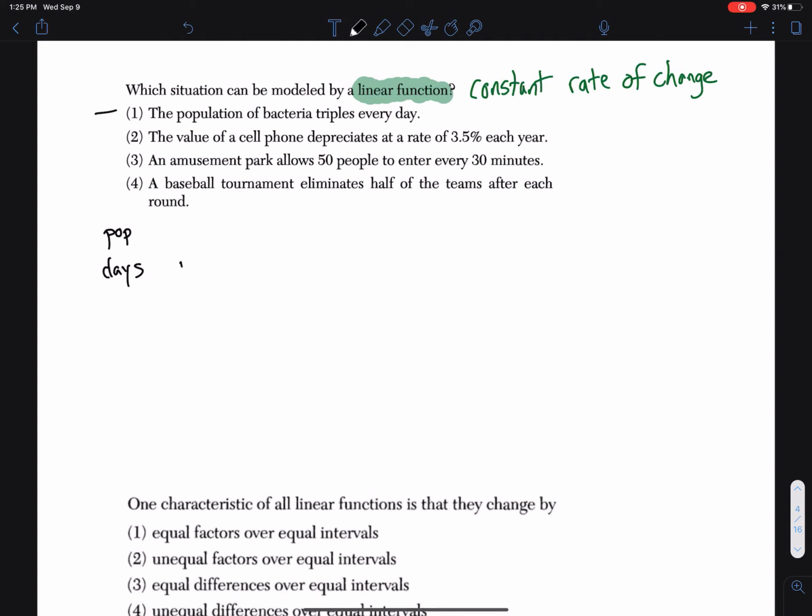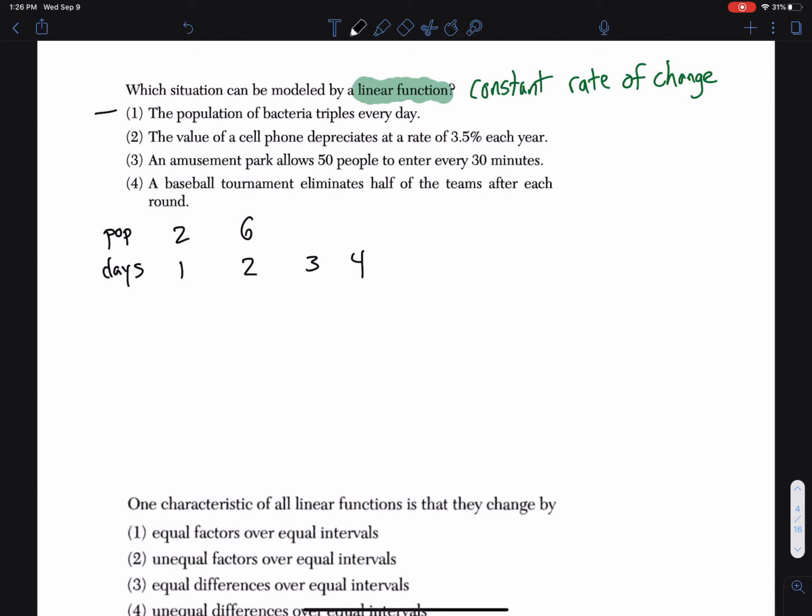So day 1, day 2, day 3, day 4. I'm just starting from day 1 and going on. You can keep going on if you want to. After day 4, for population, just put a random population. Let's try 2. So if it starts with 2 bacteria, that means it triples on the second day to be 6.